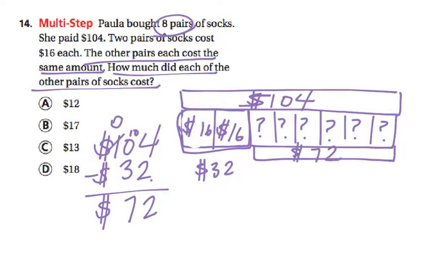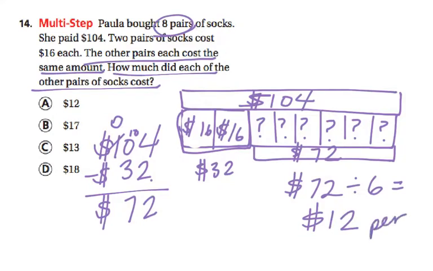$72. Okay, so she got 6 socks for $72. How much did each of them cost? Now I can go forward and just do my division. I can think of this as 72 divided by 6. And what does that equal? That's one of our facts. $12 per sock, per pair of socks.